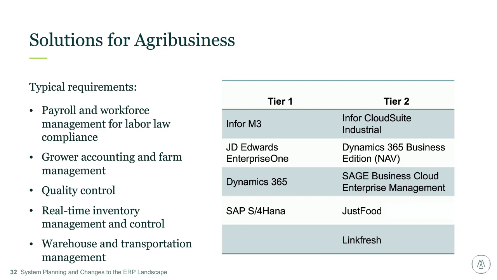We do see Dynamics 365 Business Central, not to be confused with Dynamics 365 for Finance and Operations. This is the product that used to be known as NAV. We see Sage Business Cloud Enterprise Management, which is Sage X3. And Just Foods, a vendor that I believe is based out of Canada, that has a vertical focus on the food and beverage sector, including agribusiness, as well as a system called Linkfresh.